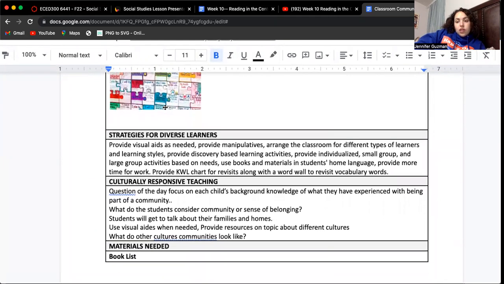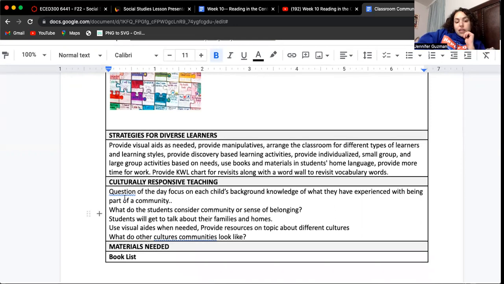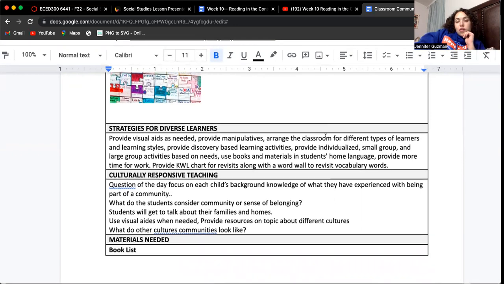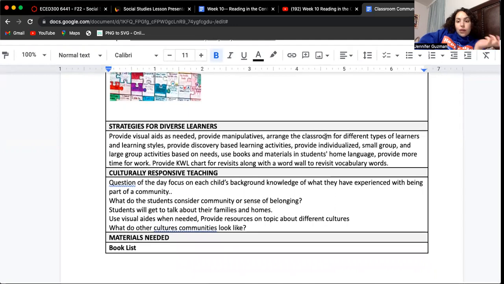So some strategies for diverse learners would be providing visual aids as needed, providing manipulatives, arranging the classroom for different types of learners and learning styles, provide discovery-based learning activities, provide individualized small group and large group activities based on needs, and providing KWL chart for revisits along with a word wall to revisit vocabulary words.